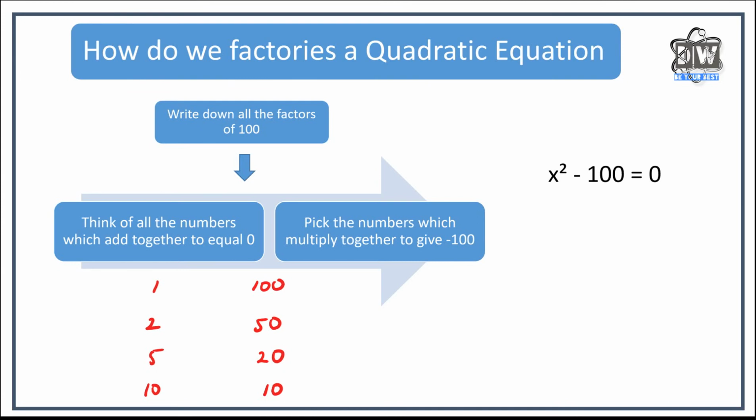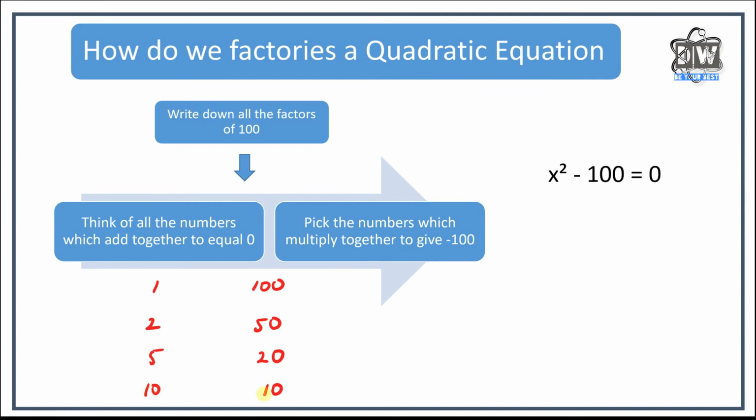So listen, very, very simply, actually I missed one there, didn't I? 4 times 25 as well, but it doesn't matter because we're not using that one for this example. Which two numbers can we add together to give us 0, but times together to give us minus 100 is the question. So it won't be 1 and 100. There's no way we can do that. It won't be 2 and 50. It won't be 5 and 20. It wouldn't be 4 and 25.